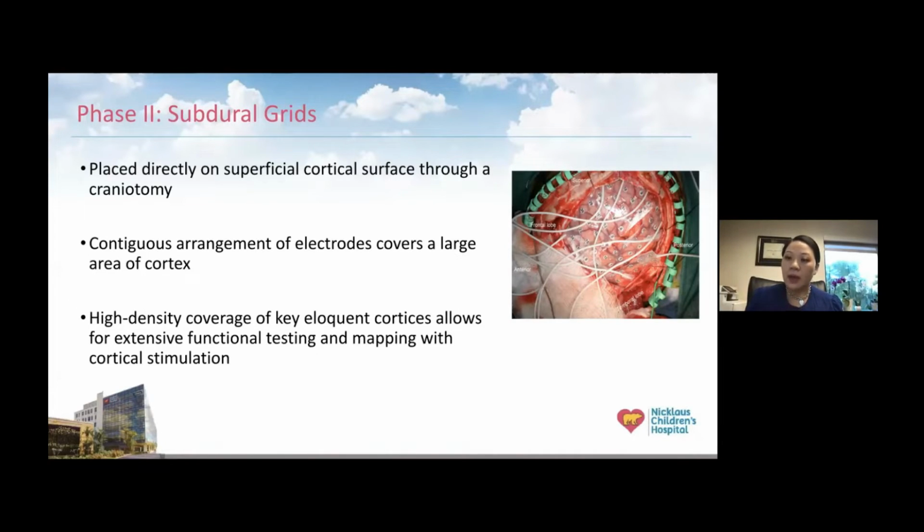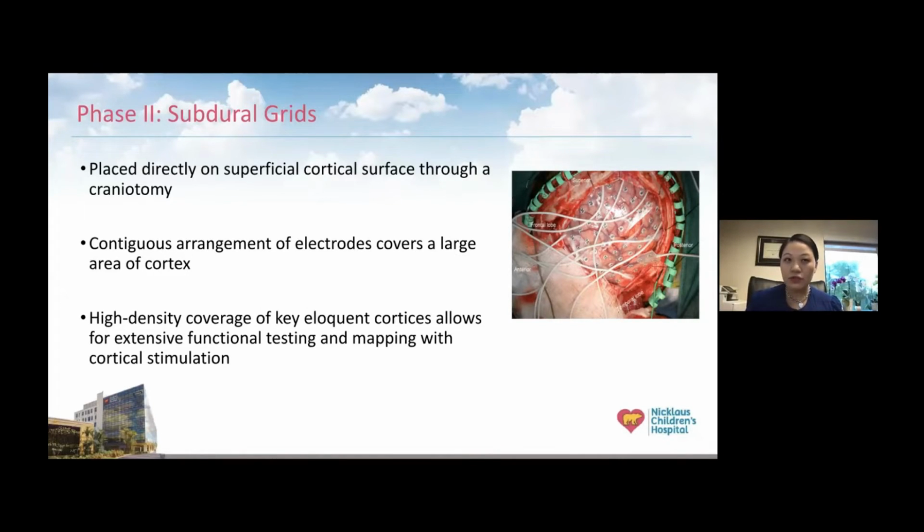So first of all, a little bit of background about subdural grids. It's placed directly on the superficial cortex through a craniotomy. So you'd have to do a large craniotomy in order to place these implants. And they include grid, strips, and depth electrodes that you can place directly onto the brain. And with grid electrodes, there are continuous arrangements of electrodes that cover a large area of the cortex, and high density coverage of key eloquent areas allows for extensive functional testing and mapping with cortical stimulation. So that's some of the benefit of subdural grid electrodes.